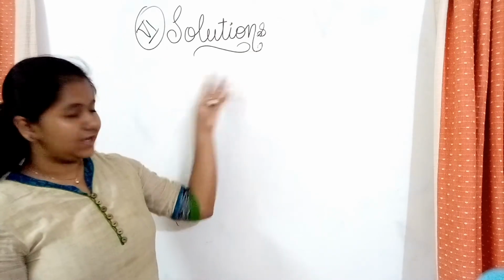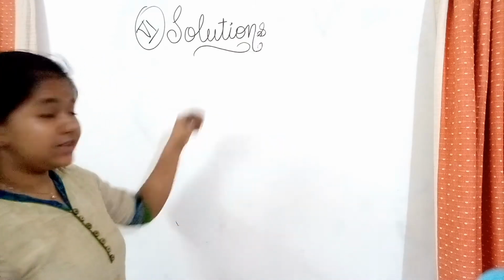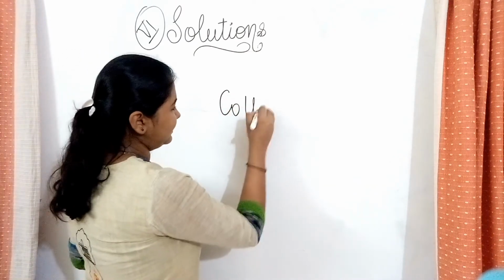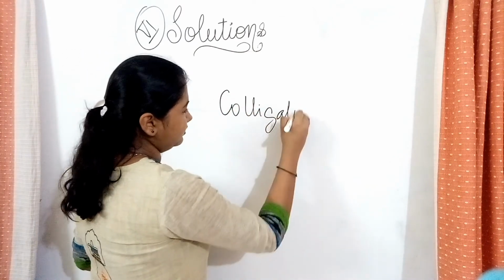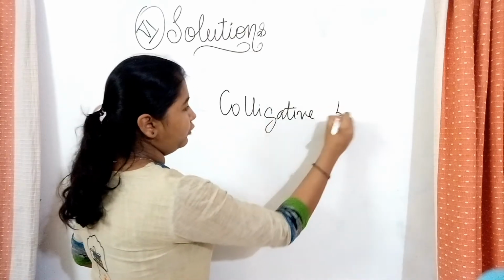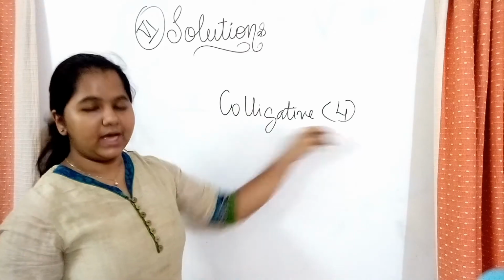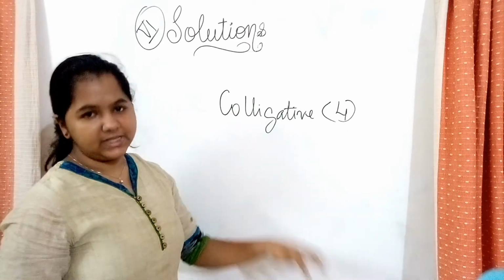Solutions is chapter 2 of our textbook, Chemistry Class 12 CBSE. If you haven't watched the previous parts of this chapter, make sure you watch them and then continue. In the previous session, we discussed colligative properties. How many colligative properties do we have to learn? We have to learn 4 colligative properties, out of which we learned 2 in the previous session, and we'll deal with the next 2 in this session.